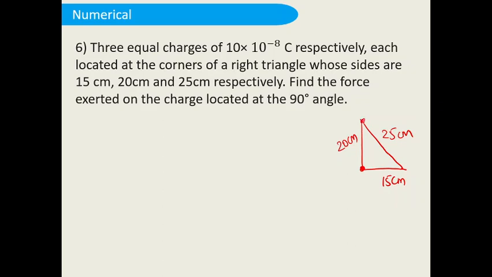So there are charges present at the corners and all the charges are the same. 10 into 10 raised to power minus 8, that means 10 raised to power minus 7, because minus 8 plus 1 is minus 7. So here 10 raised to power minus 7 coulomb is there, here 10 raised to power minus 7 coulomb is there, also here 10 raised to power minus 7 coulomb is there. Okay. Find the force exerted at 90 degrees.